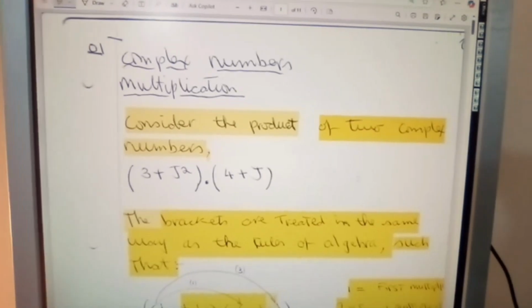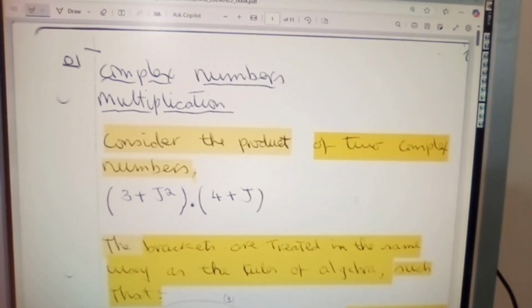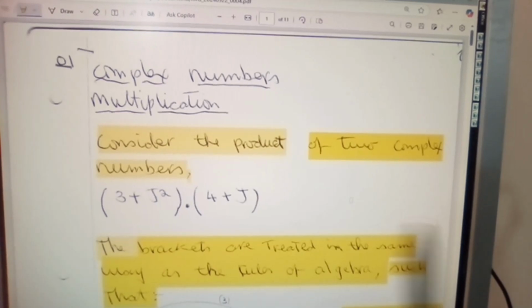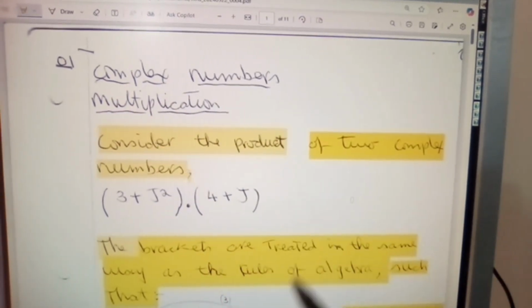Okay, welcome back. What I want to look at today is mathematics in reference to complex numbers multiplication.